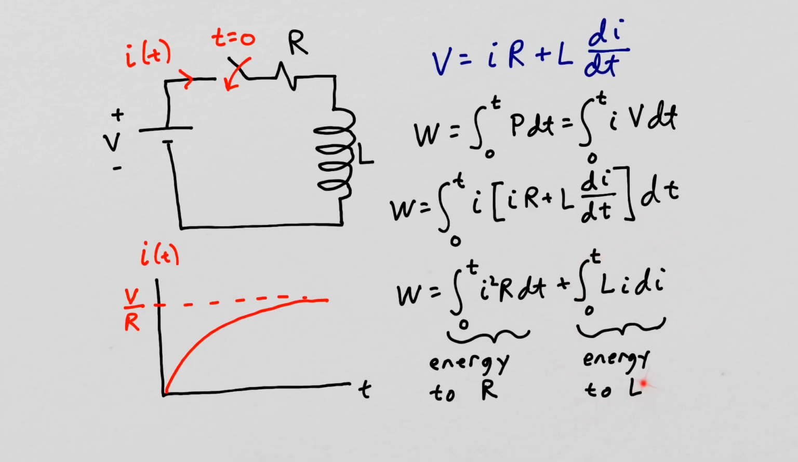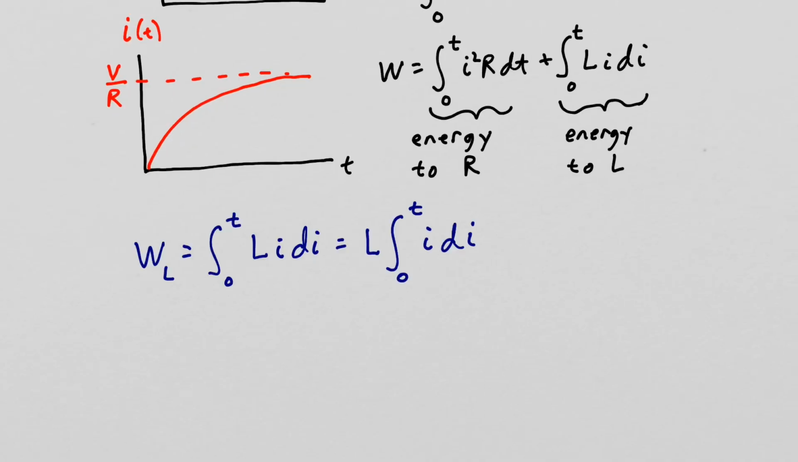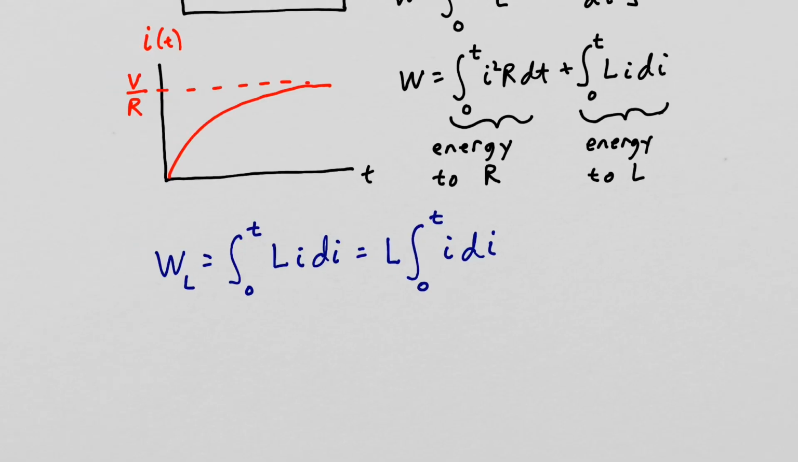So here's the calculation of the energy delivered to the inductor, and I've factored out the inductance because it's a constant. If we let t go to infinity, we know that the current flowing through the inductor will go to some final value, and let's just call that capital I. So the integral of I di will be I squared over 2, which will become 1/2 L I squared.